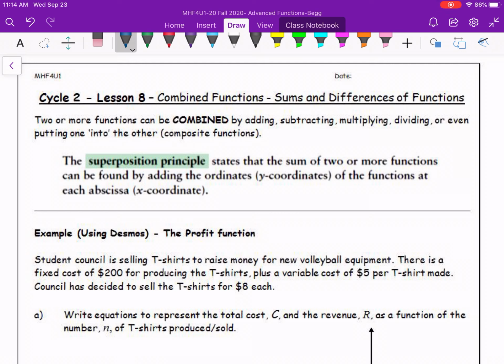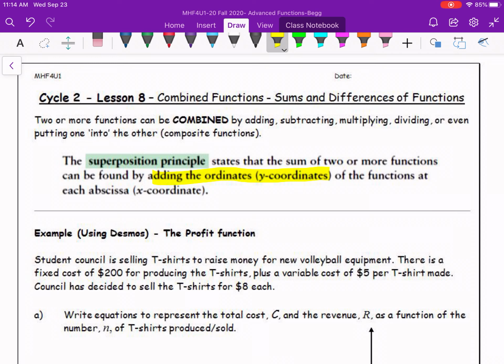So, the superposition principle. That states that the sum of two or more functions can be found by adding the ordinates, which are the y values, at each abscissa. So in other words, we want to add the y coordinates together while keeping the x coordinates the same.